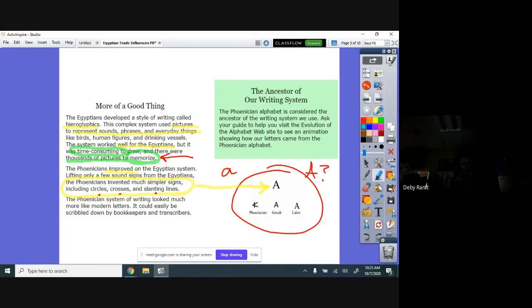So at the end it says the Phoenician system of writing looked much more like modern letters. It could be easily scribbled down by bookkeepers and transcribers. So instead of Mesopotamia, where you had to go to school for 12 years to be a scribe, now anybody could figure it out because it's simpler. Then in our text box here, we have that this is the ancestor of our writing. That's a lot of information. Your job is to put the most important parts, the way it looks in your brain, on your paper.